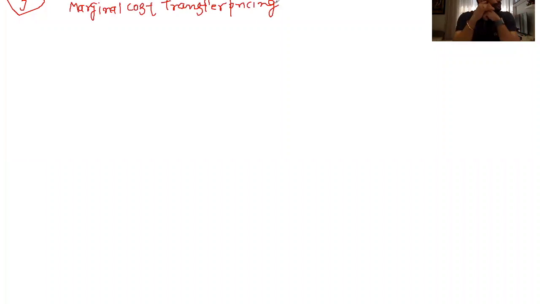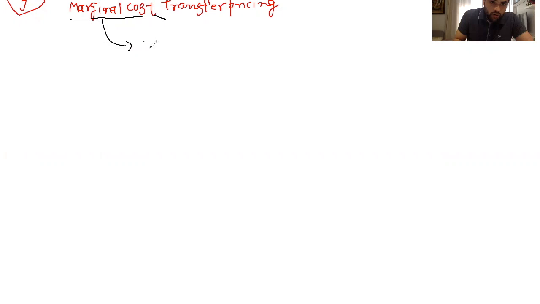Okay. Now, what is marginal cost here? What is a marginal cost? Marginal cost means additional cost of unit production, or in other words, cost of producing additional units. Whatever is the cost of producing additional units, it's called a marginal cost.